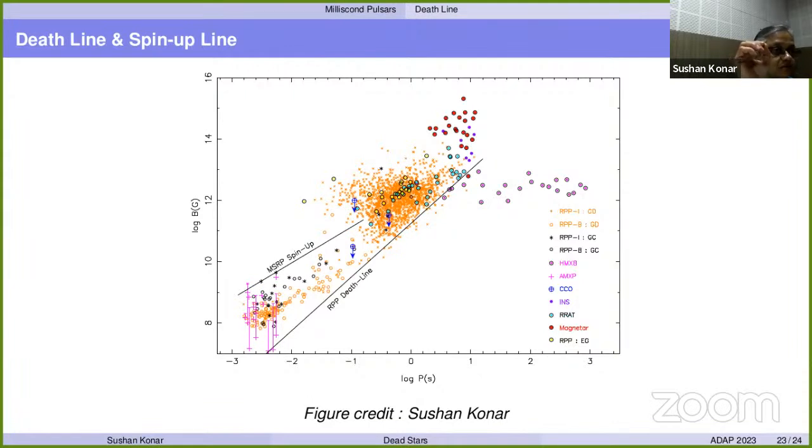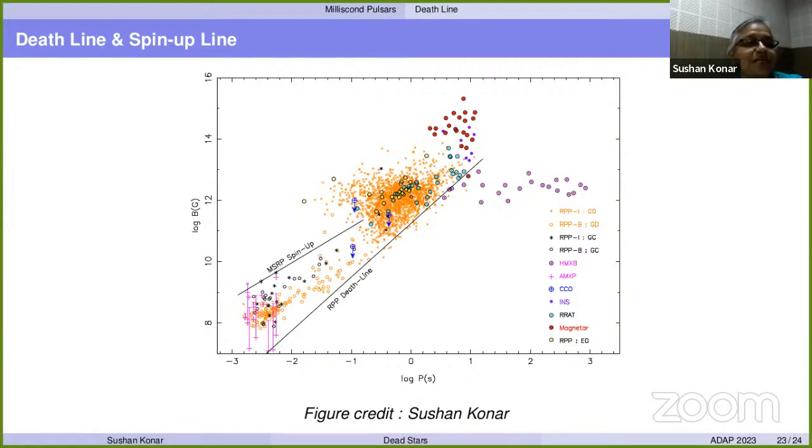Because you can see that millisecond pulsars are somewhat different from the firstborn pulsars. Right? They have gone through all this churning in the X-ray binaries. A lot of things have happened to them. So they are somewhat different. So using the same physics, the same argument to draw a death line, is it correct?